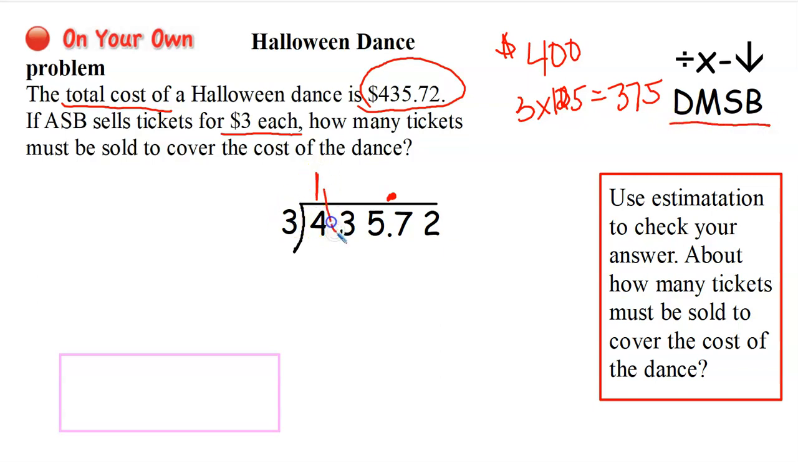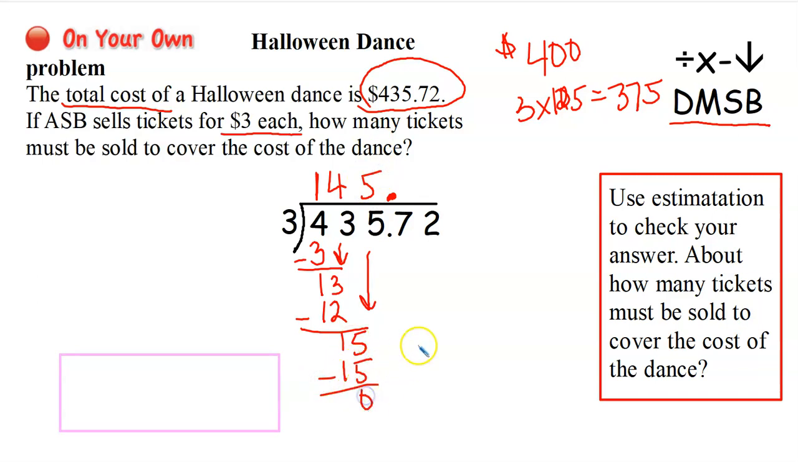3 goes into 4 one time. Oops, boy, that was a mess. Let's go back. I subtract, 3 times 1 is 3. I subtract 3 from 4 and I get 1. And then I bring down the 3. 3 goes into 13 4 times. 3 times 4 is 12, so I subtract the 12. I have 1 left over. Bring down the 5. 3 goes into 15 5 times. 3 times 5 is 15, and when I subtract, I get 0.